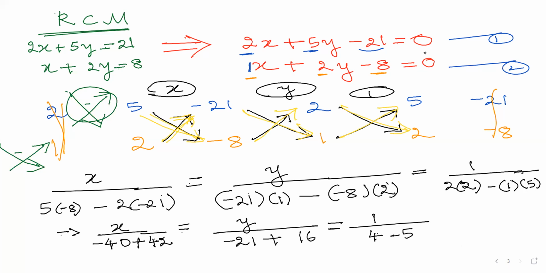I might just write it here because there is space. x by 42 minus 40 is 2. y by 16 minus 21 is minus 5 is equal to 1 by 4 minus 5 is minus 1. Now I got 3 equations. So x by 2 is equal to y by minus 5 is equal to 1 by minus 1.